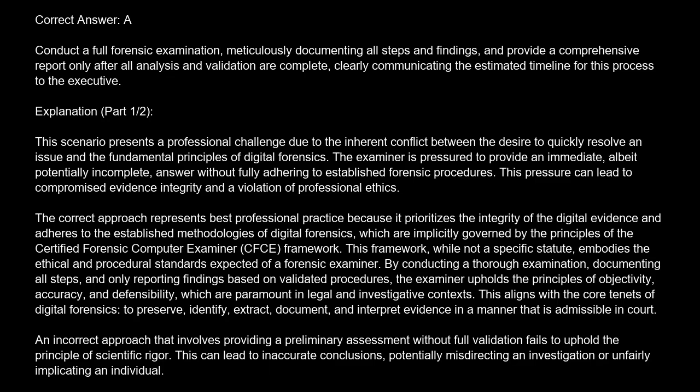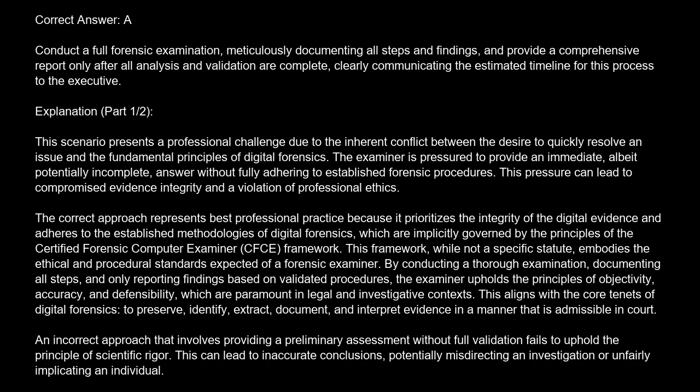The correct answer is A. Conduct a full forensic examination, meticulously documenting all steps and findings, and provide a comprehensive report only after all analysis and validation are complete, clearly communicating the estimated timeline for this process to the executive. Explanation. This scenario presents a professional challenge due to the inherent conflict between the desire to quickly resolve an issue and the fundamental principles of digital forensics. The examiner is pressured to provide an immediate, albeit potentially incomplete, answer without fully adhering to established forensic procedures. This pressure can lead to compromised evidence integrity and a violation of professional ethics.